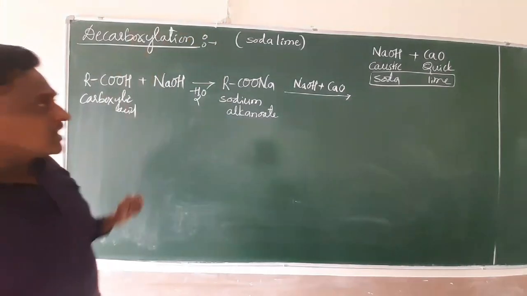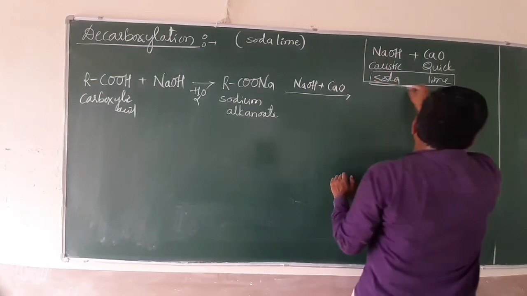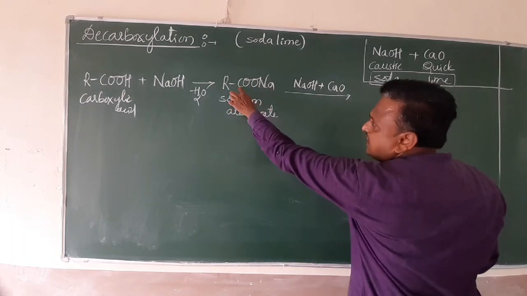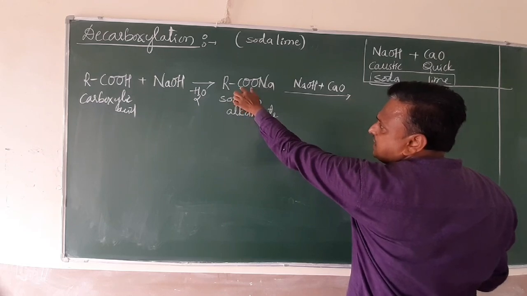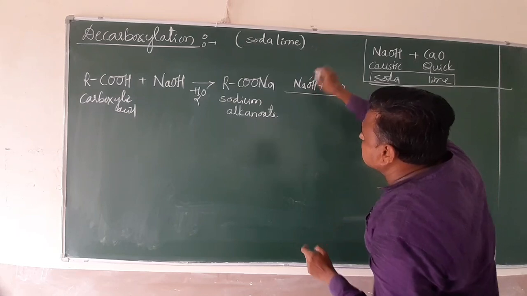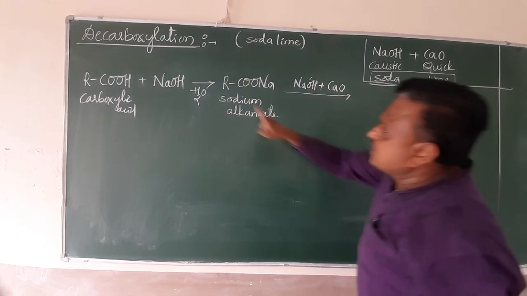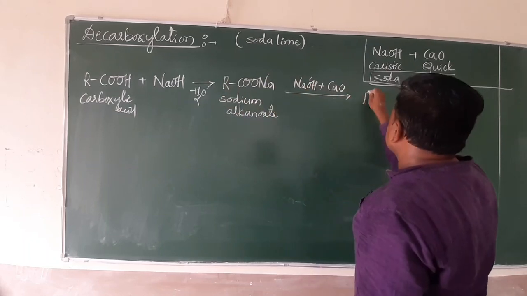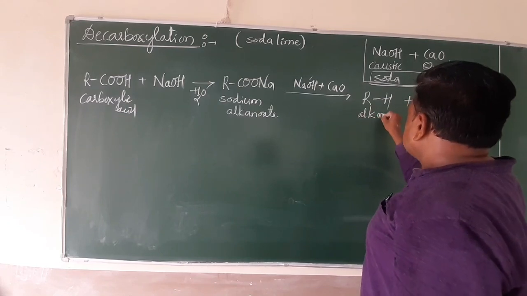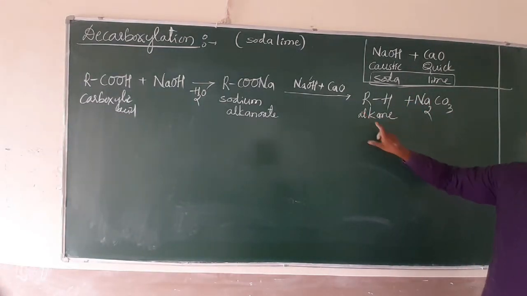And by using this soda lime, the COONa is converted into Na2CO3. This carbonyl carbon, you keep in notes, is combined with these two oxygens and this oxygen, 1, 2, 3. This is CO3, sodium carbonate. What remains? Only R and H remain. The compound formed is the corresponding alkane. Removal of carbonyl carbon forms the product, alkane.